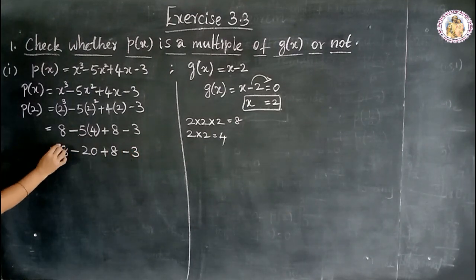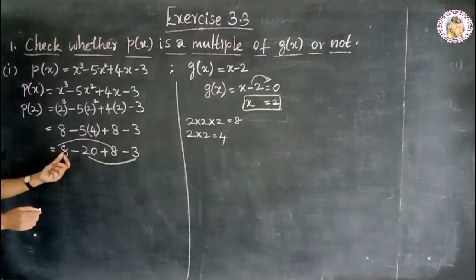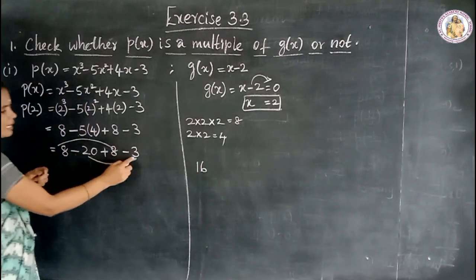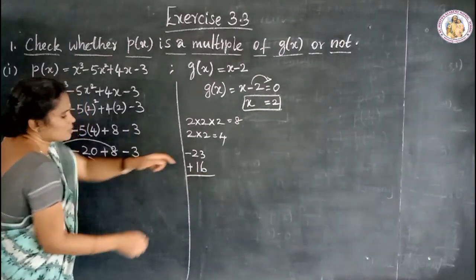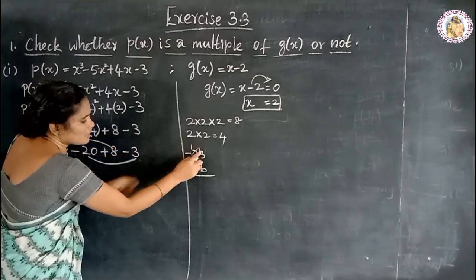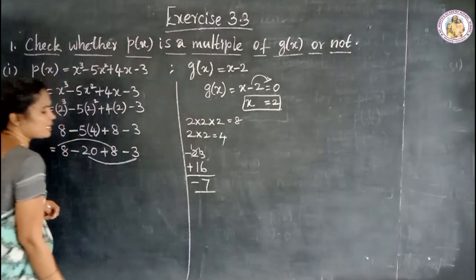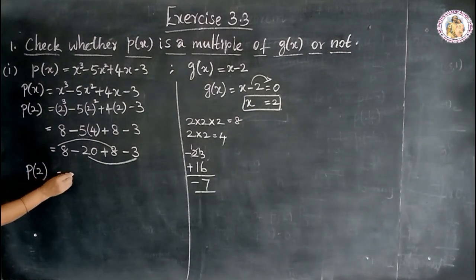Now add all the positives and the negatives. So 8 plus 8 is 16, and minus 20 minus 3 is minus 23. Both signs are different, so subtract: 23 minus 16 is 7. 23 is greater, so the answer is minus 7. P(2) is equal to minus 7.